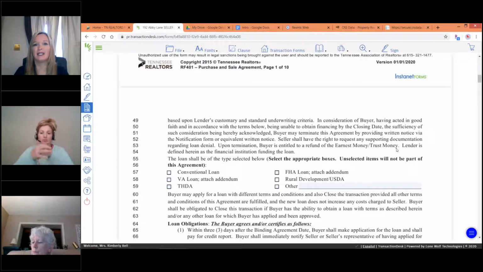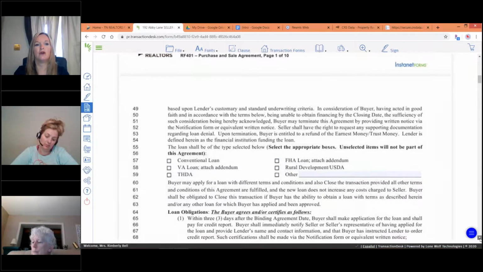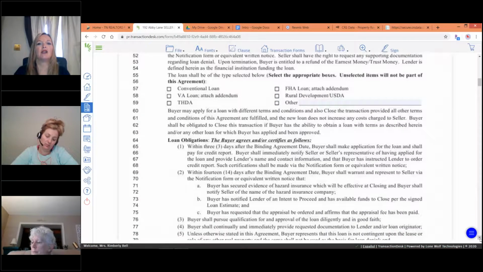Just because they're denied lending doesn't mean they get their earnest money back. Did they act in good faith? The lender is defined herein as the financial institution that is funding the loan. We go down and we say, okay, select the appropriate box.